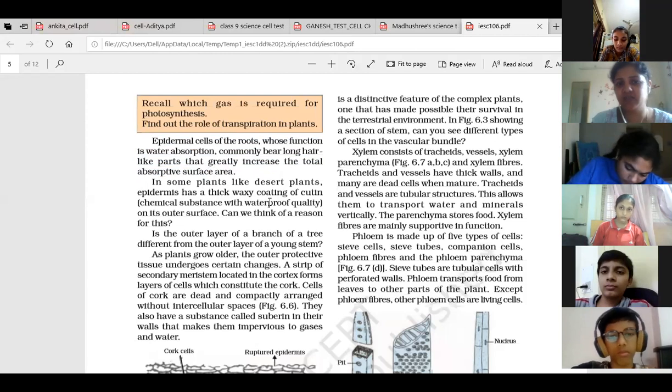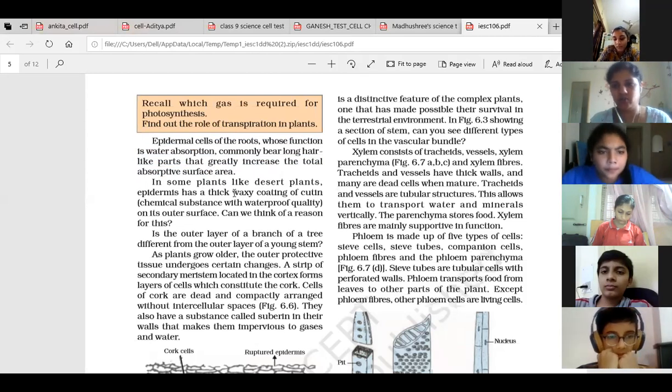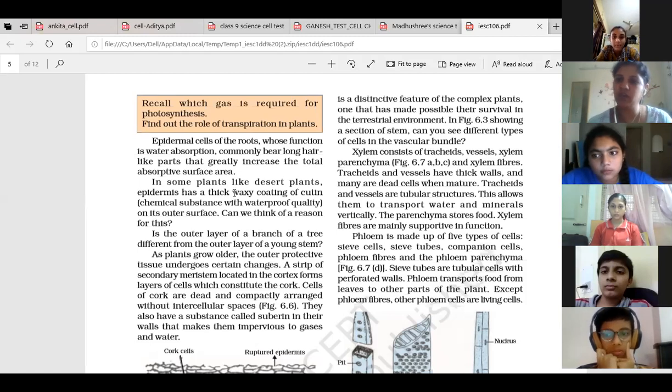Again, there is one more thing: the waxy coating of cutin in desert plants. The epidermis has a thick waxy coating. Normally, all epidermis has one layer of wax, but in desert plants they have a larger, thicker waxy coating so that it becomes waterproof. So no water will be lost from that part. You can see it in aloe vera; you have aloe vera in your house, it is present in most houses. Yes, ma'am.